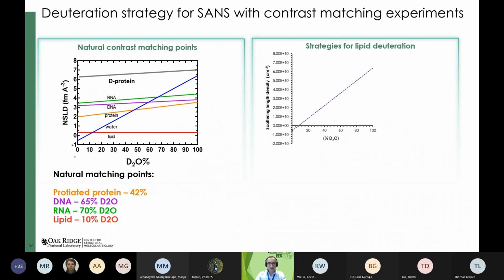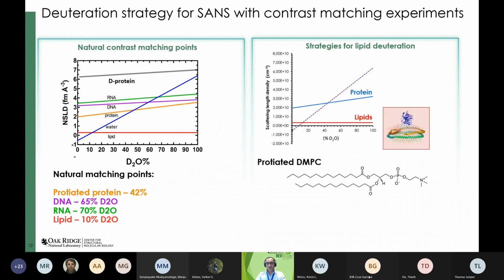So knowing these contrast match points, you can design what your SANS experiments are going to be. And if you need deuteration, you can also target what level of deuteration you need. Please talk to us. We have good experience knowing the levels of deuteration for a bunch of different systems that we can already apply, so we can target the deuteration you need.